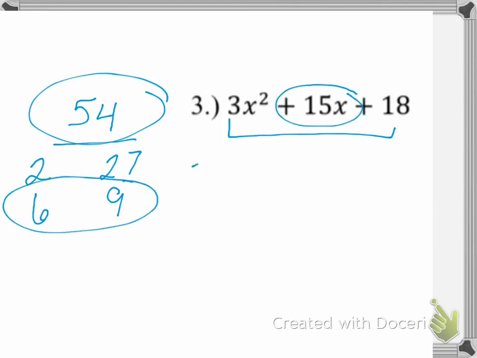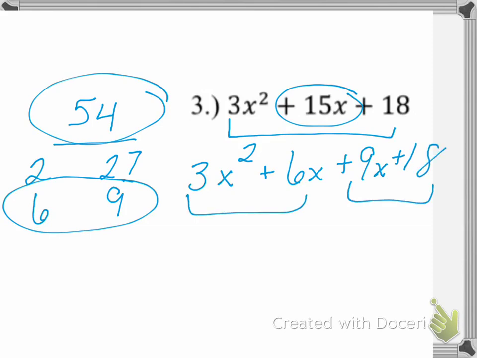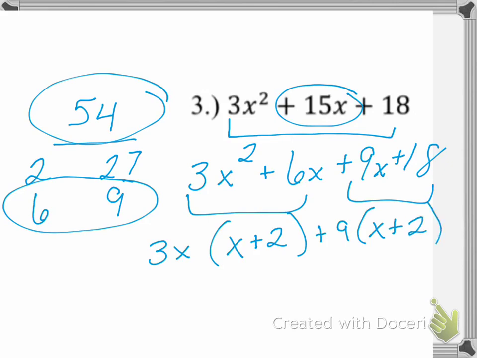So let's do 3x squared. We could do it with plus 6x plus 9x plus 18. Group and factor. GCF from the first group is 3x, leaving me with x plus 2, and the GCF of the second is 9, leaving me again with x plus 2, so I know I've done it correctly. And so here, my answer would be 3x plus 9 and x plus 2.